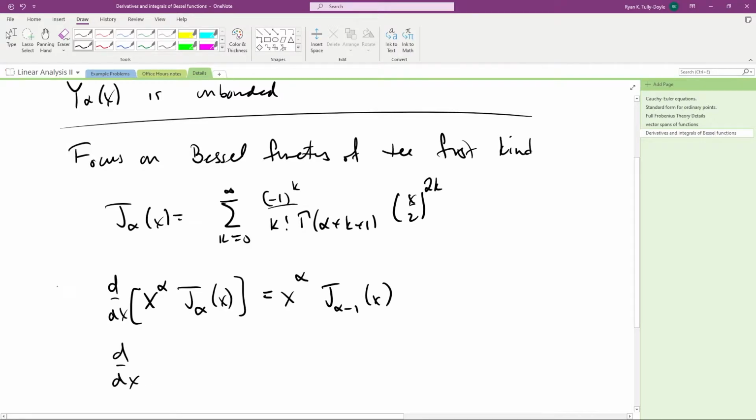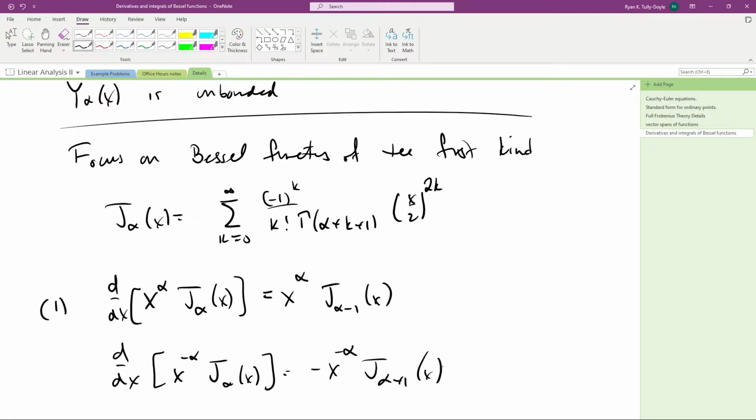Property 2 says that if you look at negative powers, you get the same kind of relationship. So taking the derivative of x to a positive power times J alpha keeps the x but reduces the order of the Bessel function. And if I multiply J alpha by a negative power of x, then take the derivative, I still retain the x to the negative power out front, but I increase the order of the Bessel function.